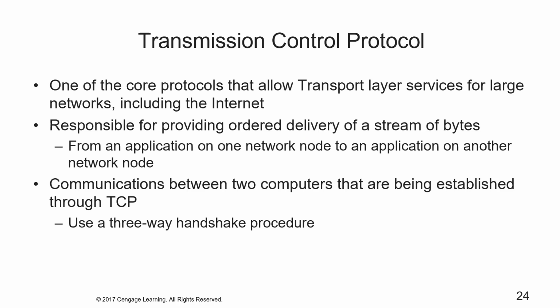Now we jump to TCP. So again, Transmission Control Protocol, one of the core protocols that allow the transport layer services for large networks, including the internet, to work. It's one of the original protocols at this layer that works with IP. It provides reliable transportation of network traffic from the source to the destination, and it's responsible for providing ordered delivery of a stream of bytes from an application on one network node to an application on another network node.